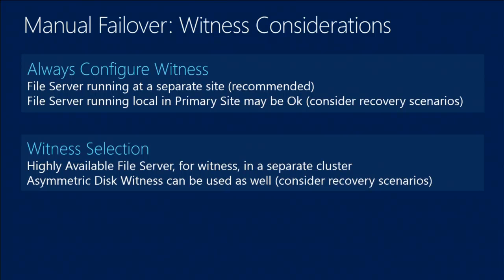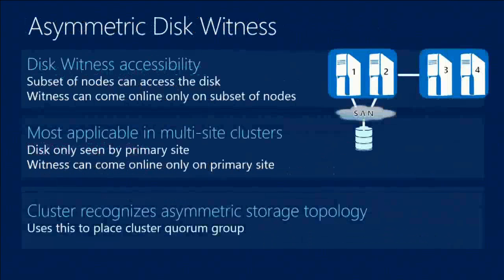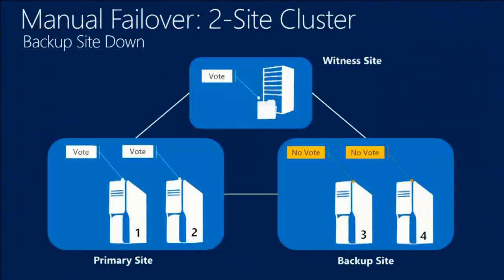An asymmetric disk witness can also be used. By the way, that was the recommendation. You may potentially have the file share witness or the file server running on the primary site, because anyway you want the primary site to win. But consider recovery steps before making that decision. Similar to the asymmetric disk witness, consider recovery scenarios. An asymmetric disk witness simply highlights the fact that you have storage connectivity in one site and not really in the other.